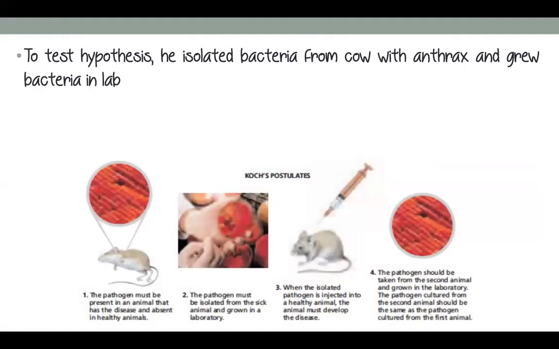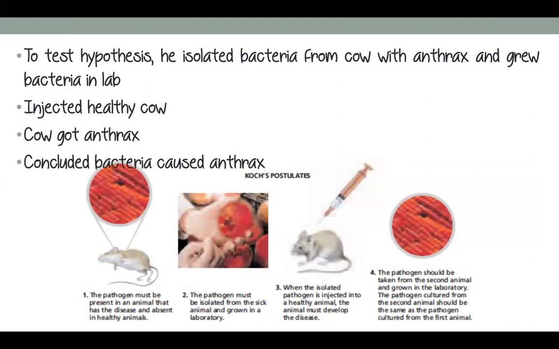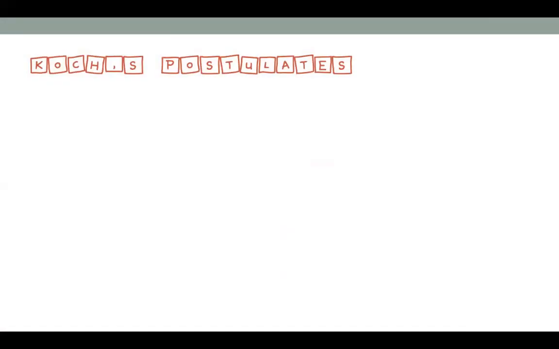So to test this hypothesis, he isolated bacteria from a cow that had anthrax, and he grew that isolated bacteria in a lab. Then he took what he grew in the lab and injected it into a healthy cow. That cow then developed anthrax, so he concluded that the bacteria was in fact the cause of the anthrax. Based on his experiments, he developed what we call Koch's postulates, and a postulate is basically just a procedure.